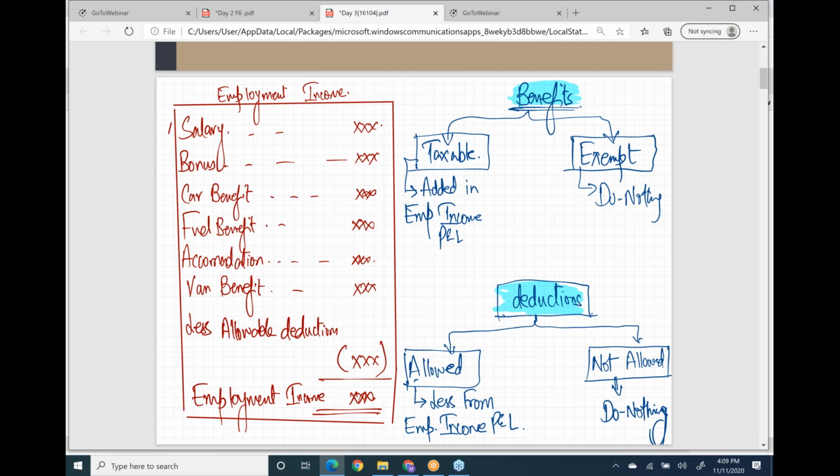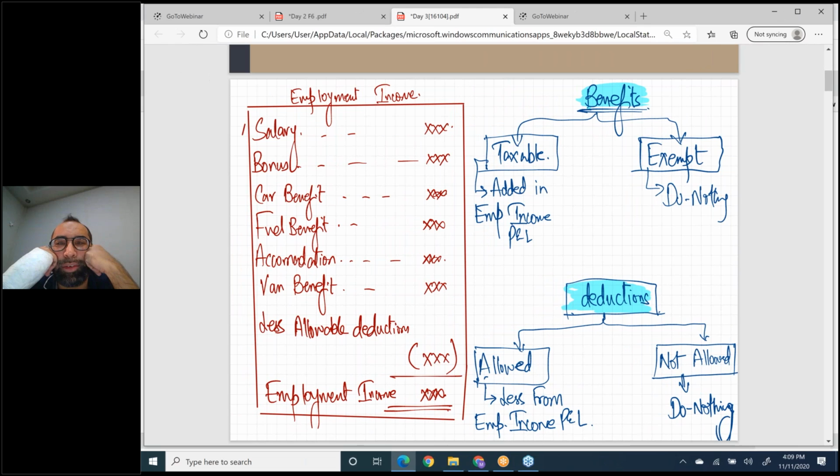Don't worry. So in your course, there is a topic of employment income. Just like property income and trading income, for employment income you have to make the P&L. In front of you there is a P&L. How do you make the P&L of employment income?